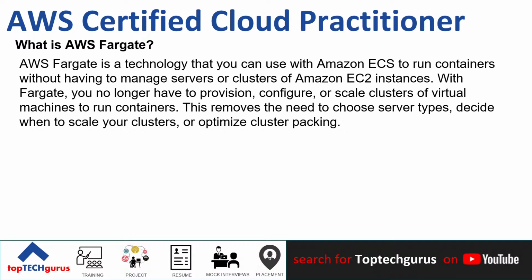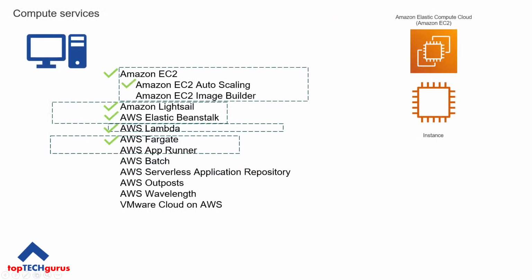The Elastic Container Service is nothing but a place where you hold all your Docker containers, and then you could run the containers without having to actually manage the servers, the clusters of EC2 instances. You don't have to do any of that. AWS Fargate does that part of the servicing for you. You don't have to provision it or scale it to run those containers. So you don't have to choose the server types. You don't have to choose when to scale. You don't have to optimize the cluster packing. So you don't have to do any of that. That is AWS Fargate.